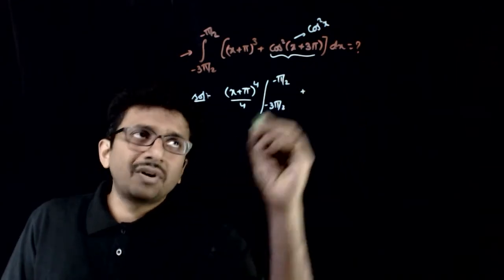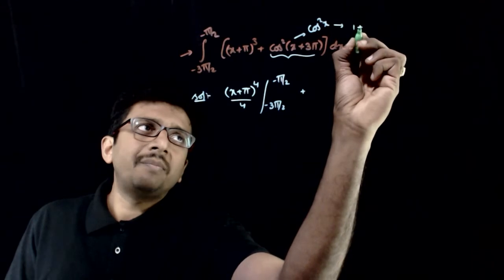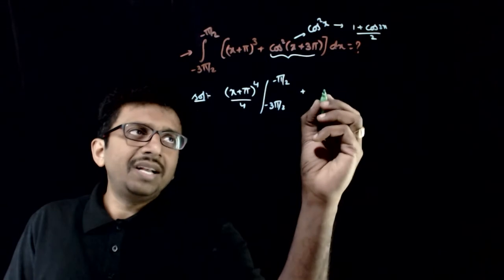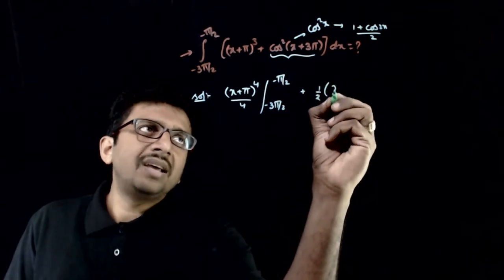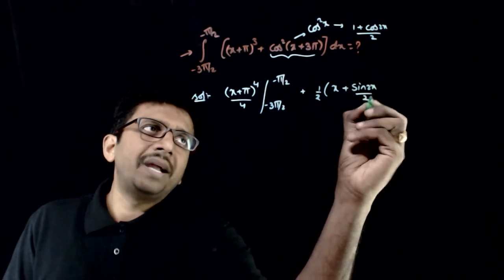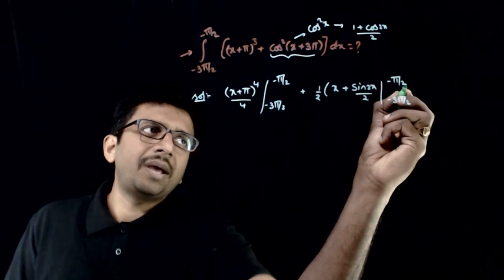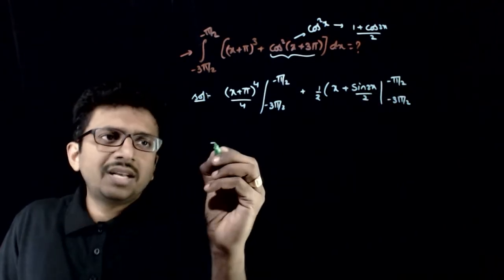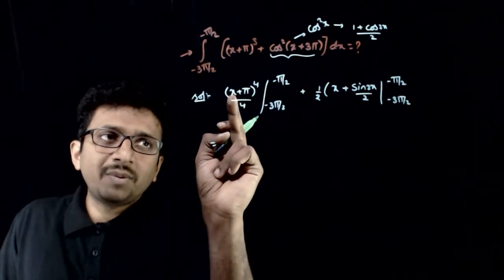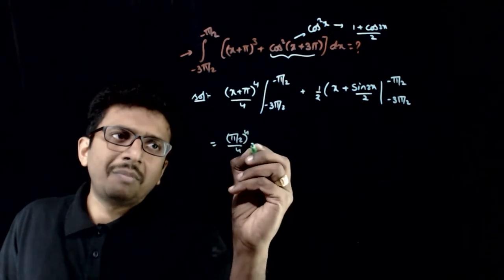So what is the integration of cos square x? Cos square x can be written as (1 plus cos 2x) by 2. So the integration will be half times (x plus sine 2x by 2) from minus 3 pi by 2 to minus pi by 2. So that is equal to, if you put minus pi by 2 here, you get (pi by 2) power 4 by 4 minus.